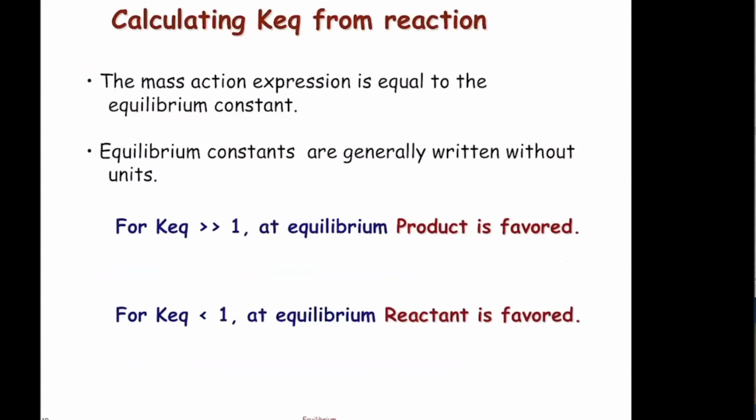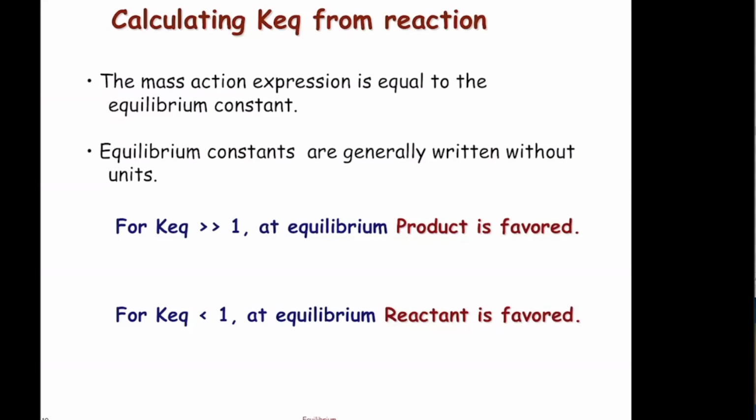And you can calculate K equilibrium by putting the concentrations at equilibrium into something called the mass action expression. The mass action expression is a function of the balanced equation. Leave out solids and liquids.